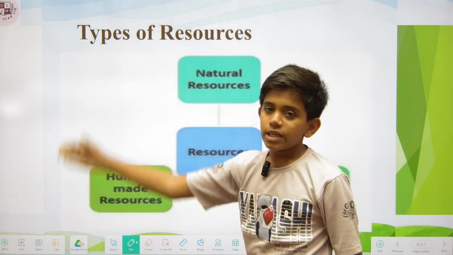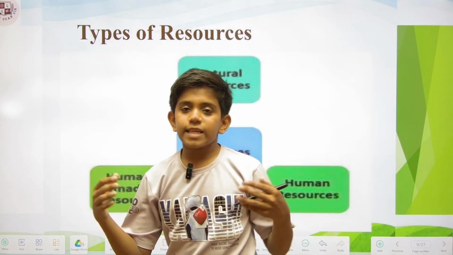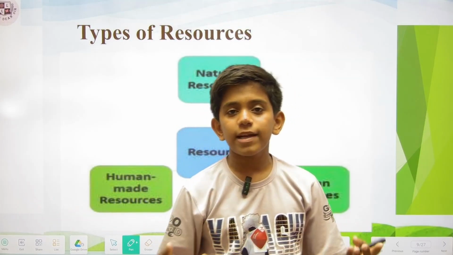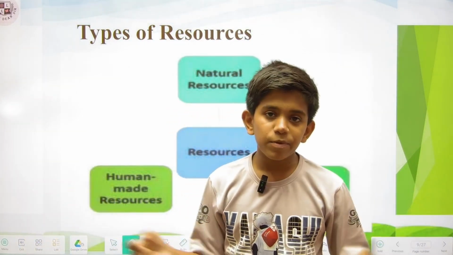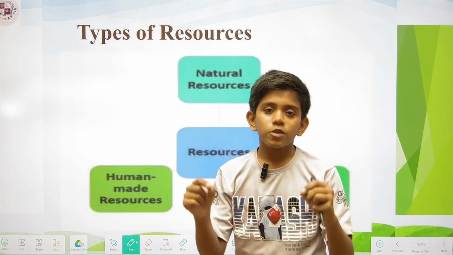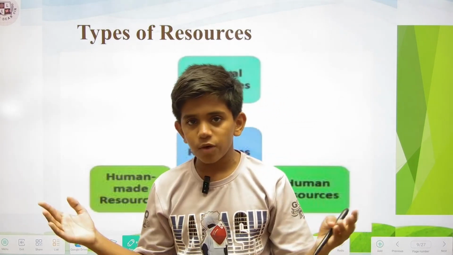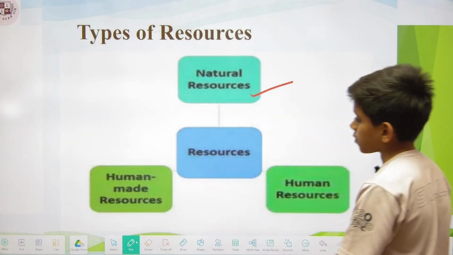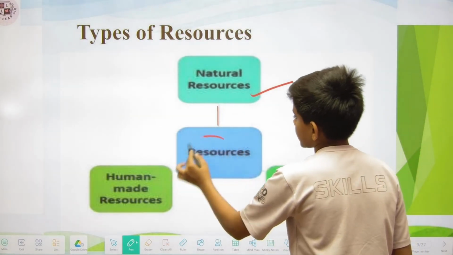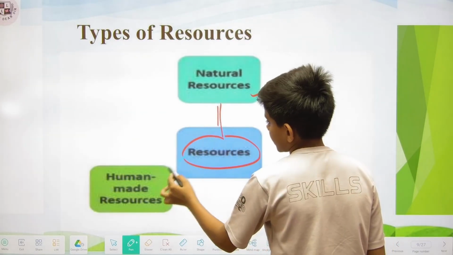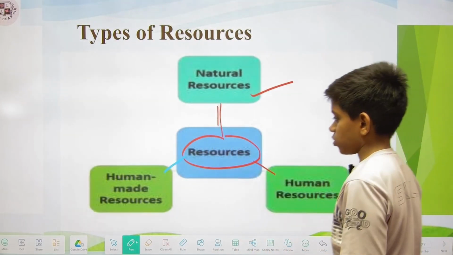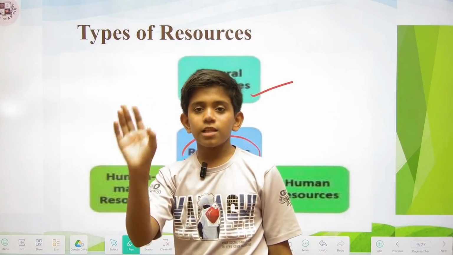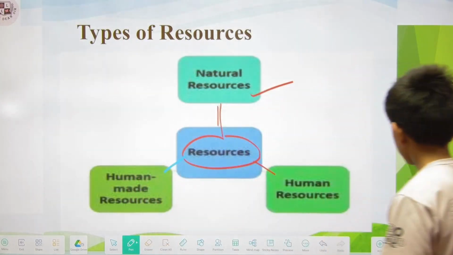Types of resource. Now we learned about the resource. Anything that satisfies our need, has usability and value is known as a resource. Very simple idea. Now we will learn the types of resources. What types of resources are all around us? Resources have three types. First natural resource, second human made resource, third human resources. One by one we will learn about the natural, human made and human resources.